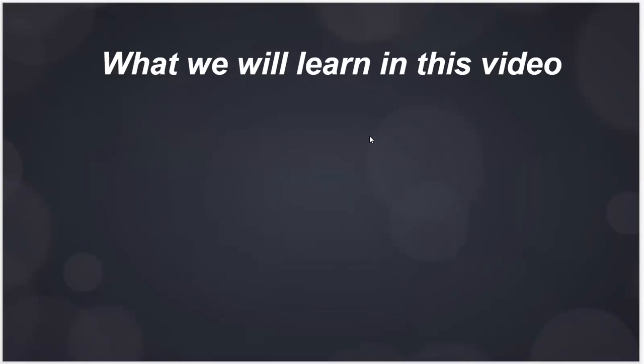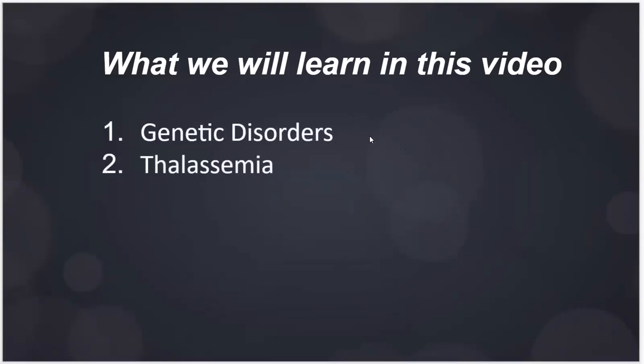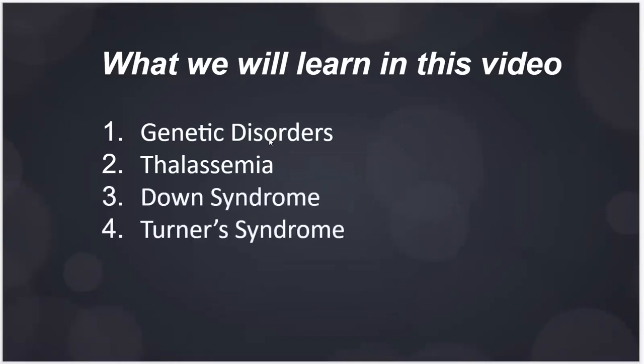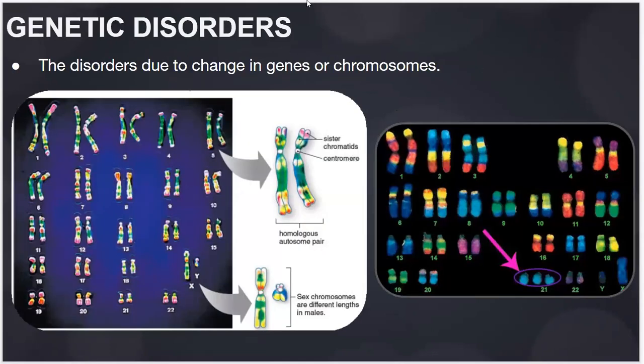Basically, under the heading of genetic disorders, we are going to discuss certain examples: thalassemia, Down syndrome, Turner syndrome, and Klinefelter syndrome. So let's first understand what a genetic disorder is.